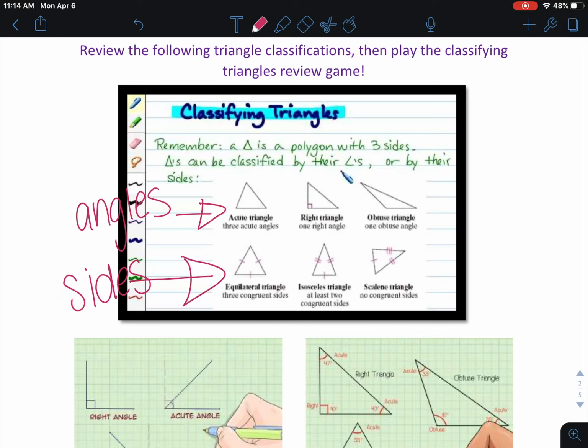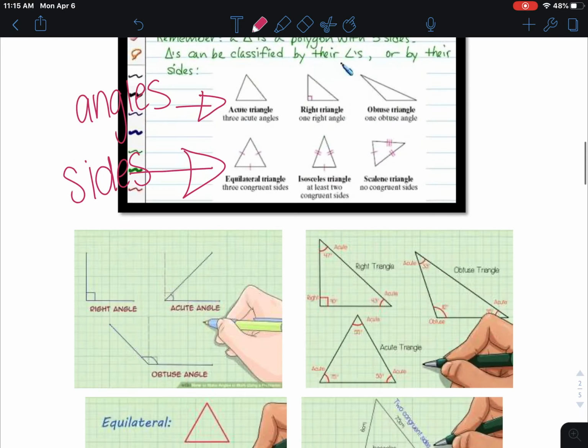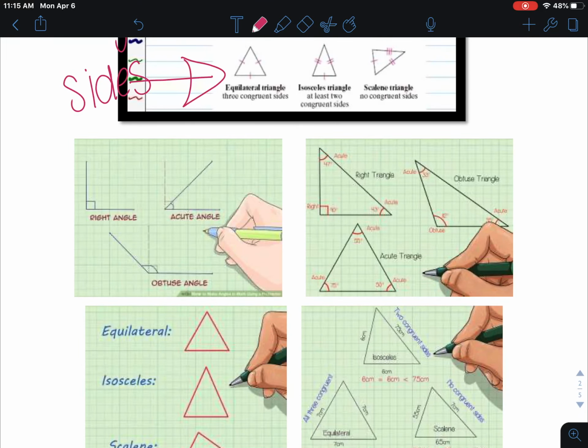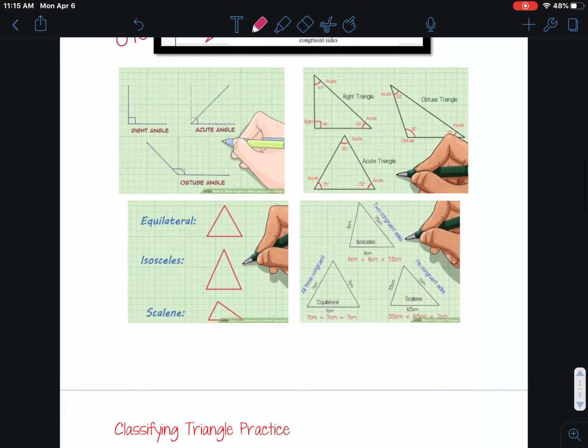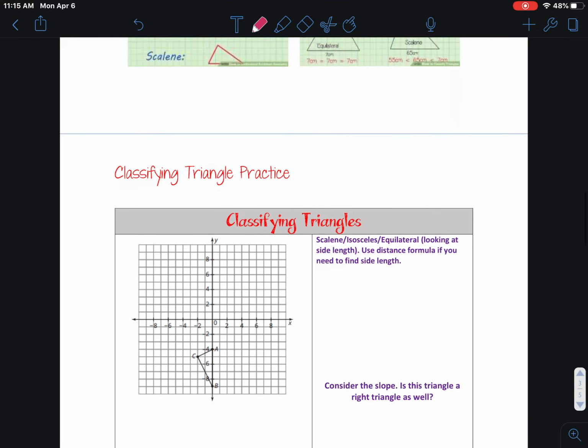And then by the sides, you have equilateral, where you have 3 congruent sides or 3 equal sides. Isosceles is 2 congruent sides, and scalene is no congruent sides. I also put some other pictures on here. They're all basically saying the same things. If you don't like these pictures, you can always look some up on your own online. I just took them from online.